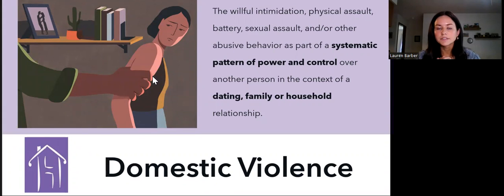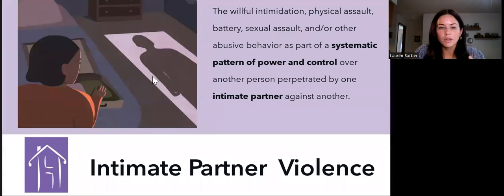So domestic violence is the willful intimidation, physical assault, battery, sexual assault, and or other abusive behavior as part of a systematic pattern of power and control over another person. And this is in the context of a dating, family, or household relationship. So this is a broader term for abuse among different combinations of people, but intimate partner violence specifically is what Peace at Home addresses, and this is abuse between two intimate partners, like a couple. They can be dating, married, living together, share kids together. That is intimate partner violence.